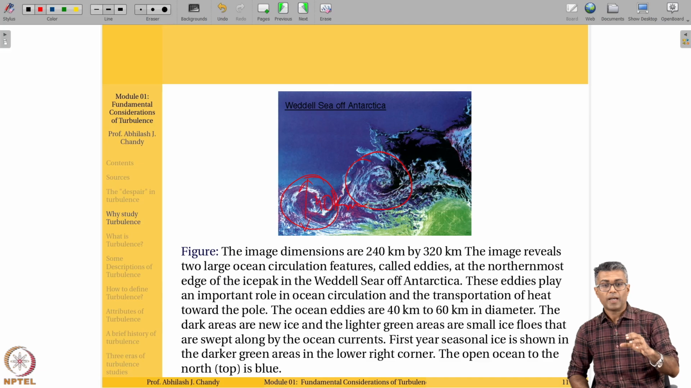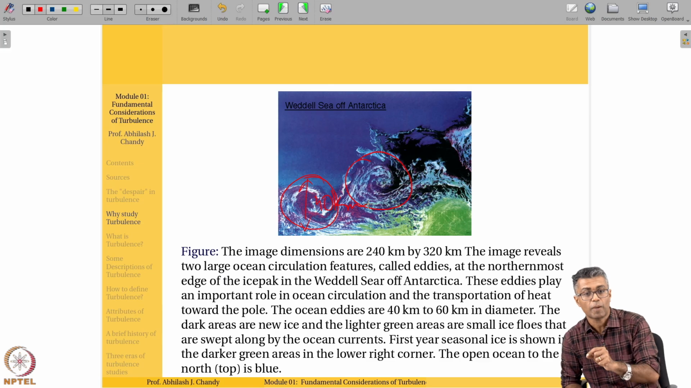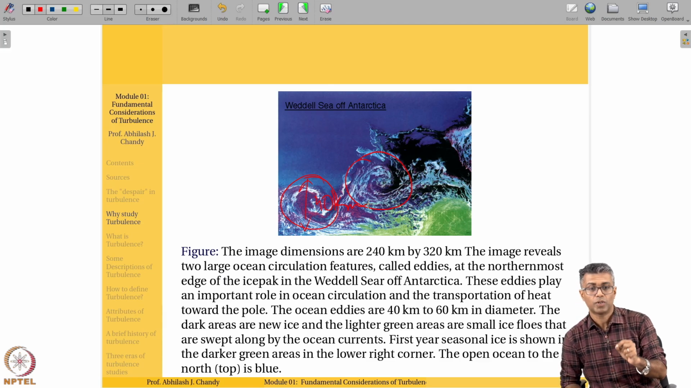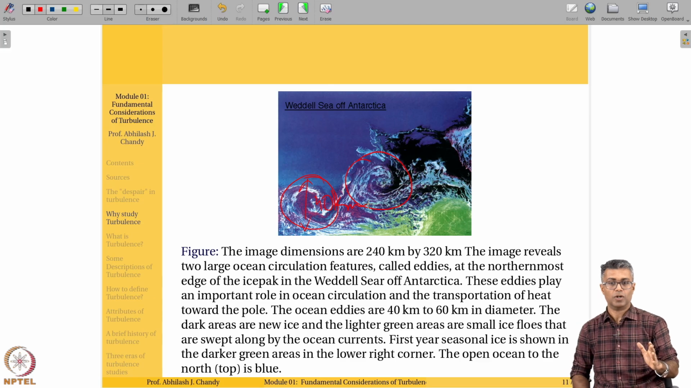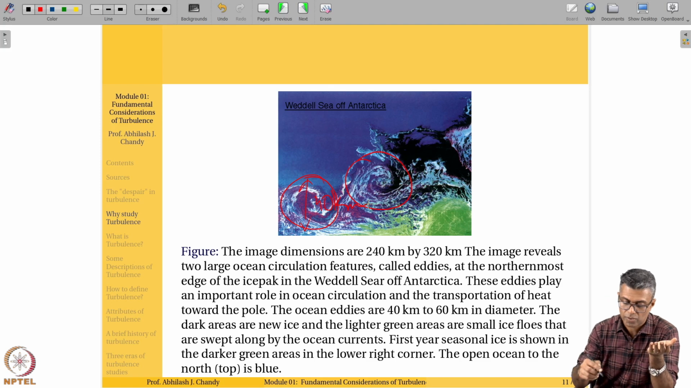Okay? So the dark areas are new ice and the light green areas are small ice floes swept along by the ocean currents. First year seasonal ice is shown in the darker green areas in the lower right corner. The open ocean in the north, which is at the top, is blue. Okay, so this is the ocean.